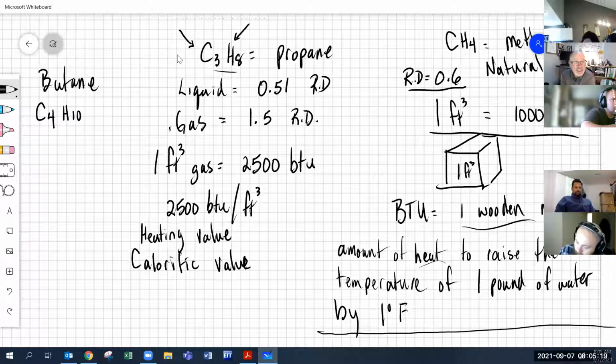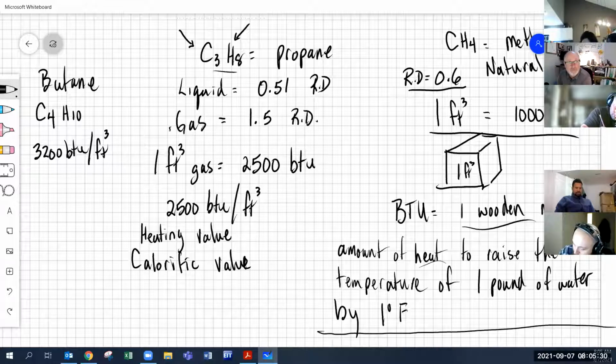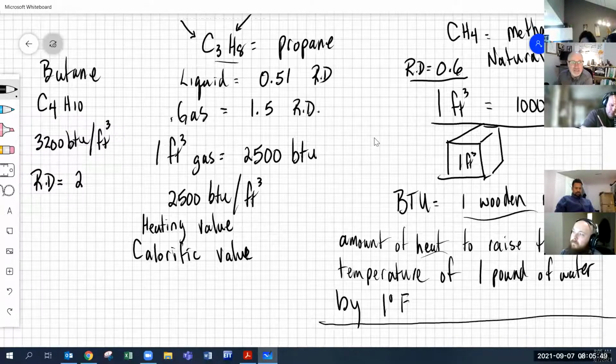And it has a heating value of 3,200 BTUs per cubic foot. Its relative density as a gas is 2, meaning it's very much heavier than air as a gas. Another couple of things on some of these.